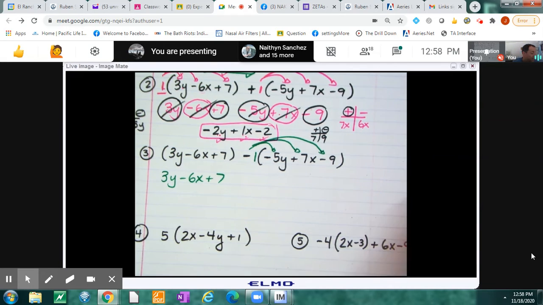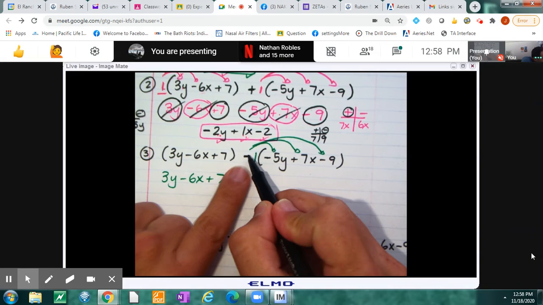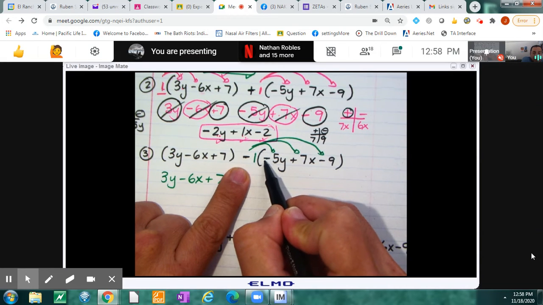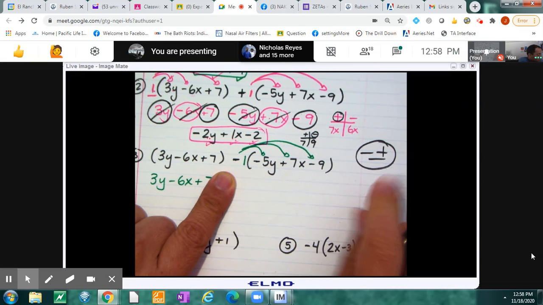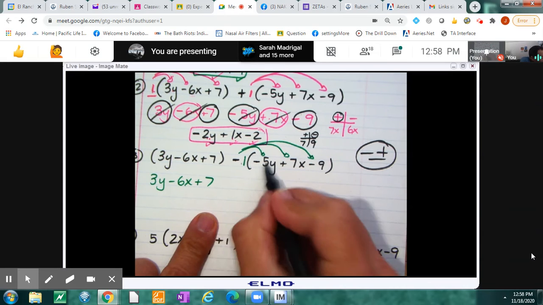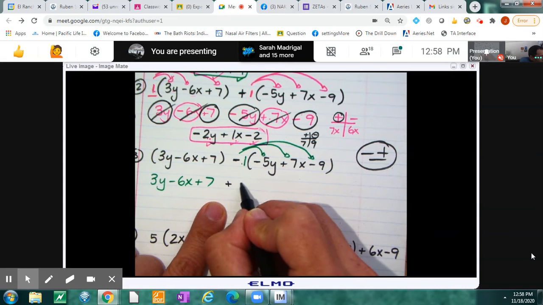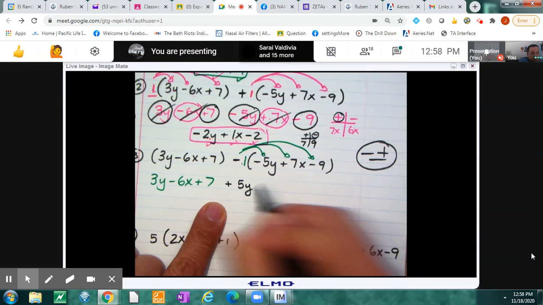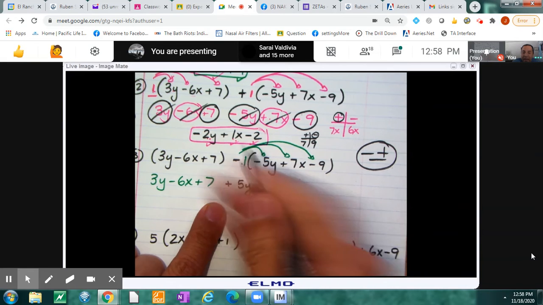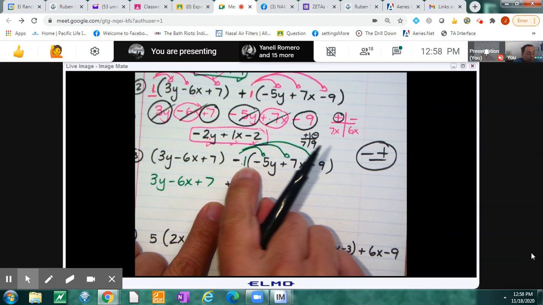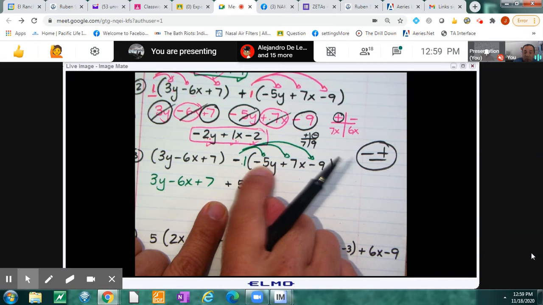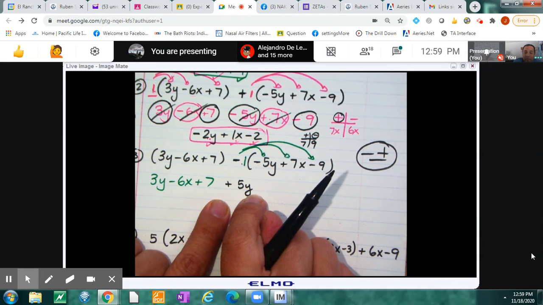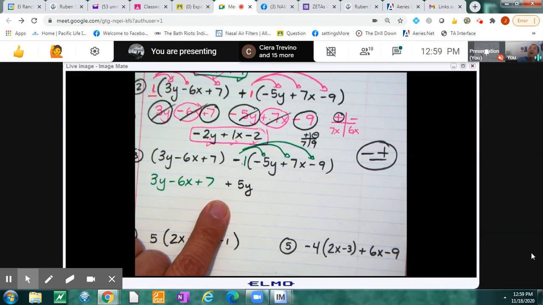All right, so Nathan, here we go. So when I multiply the negative times the negative, what is that? You could always use this MD man. A positive. And then 1 times 5y is 5y. It stays the same. Everything stays the same because you're multiplying by 1. But remember, when you multiply by a negative, it just changes the sign. You see, this was a negative 5y. Now it's a positive 5y. See that?